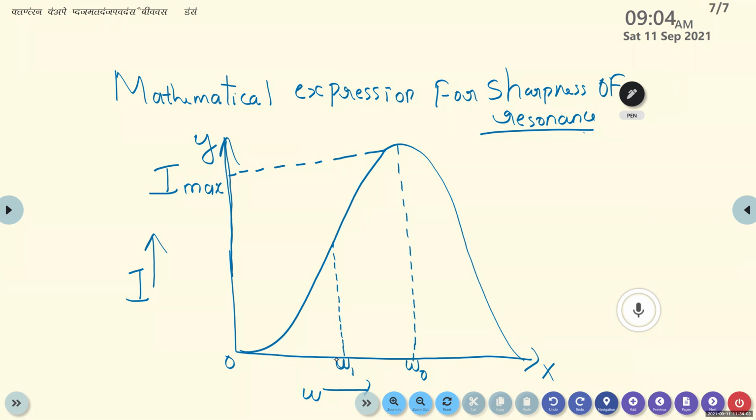Consider a value of current in the upper half cycle corresponding to a frequency of omega 1. The maximum value of current is corresponding to a frequency of omega 0, but here we consider a value of current in the upper half cycle, which is corresponding to a frequency of omega 1.